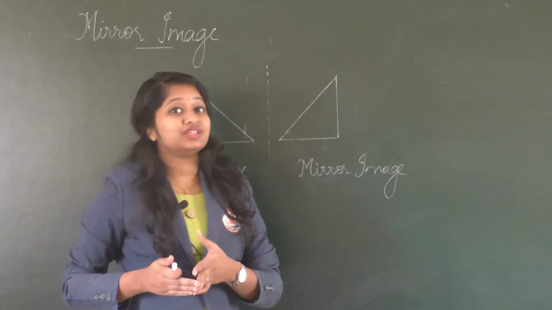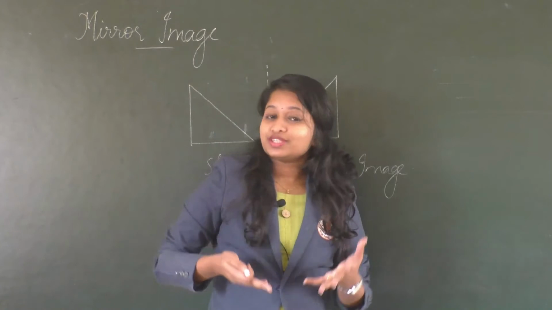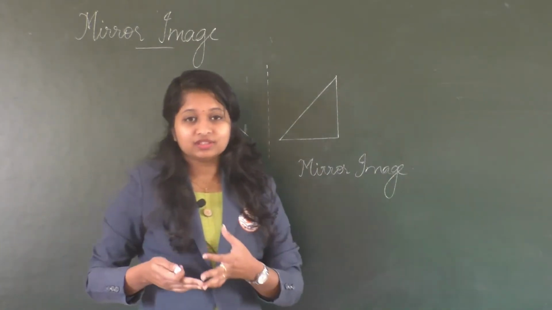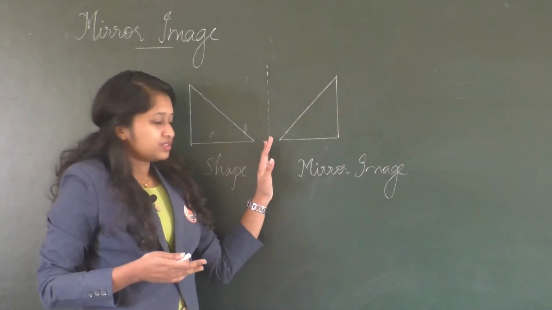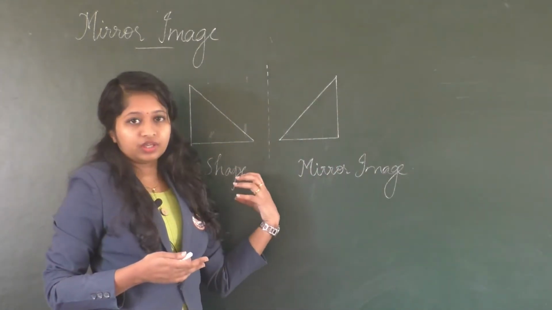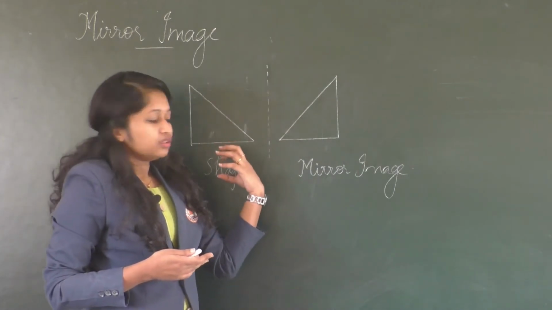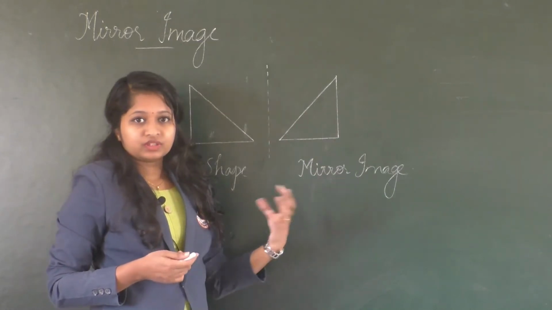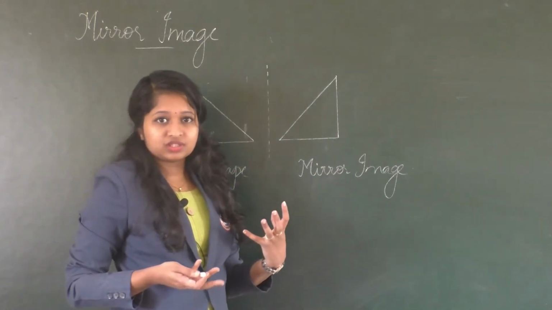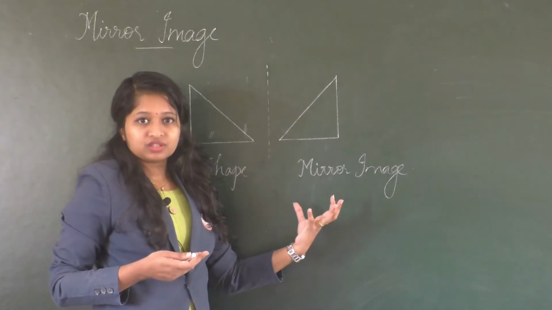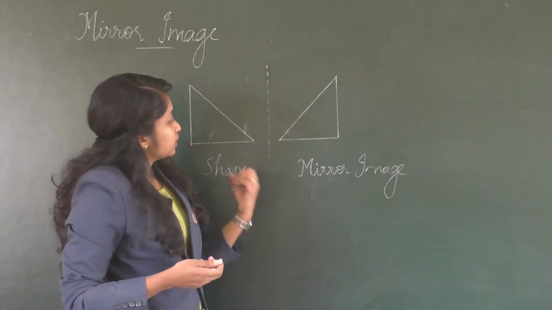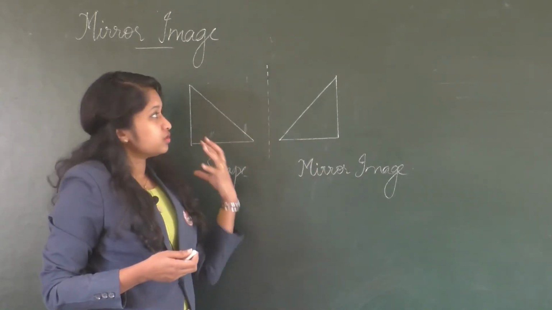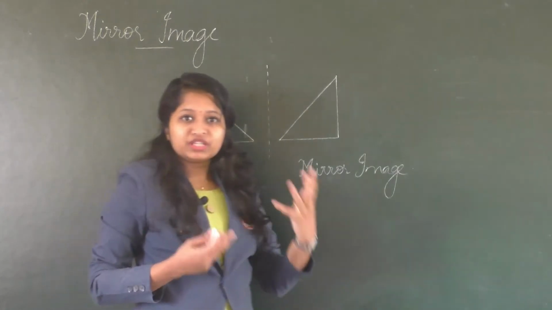You all have seen a mirror, isn't it? So what do you see there? You see your own reflection there, isn't it? See this shape, okay? If you see this shape in a mirror, it will look like this. So, is there any change? The same reflection is seen and they are identical. So, this is called a mirror image.